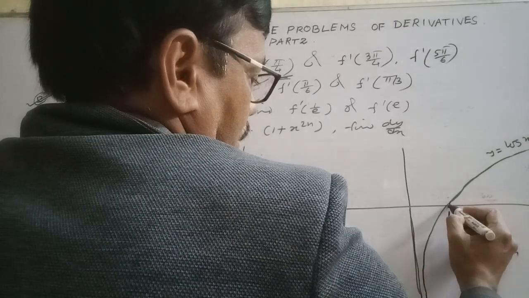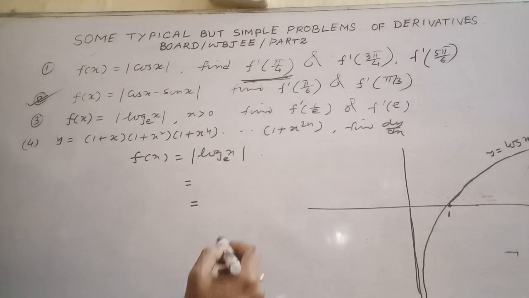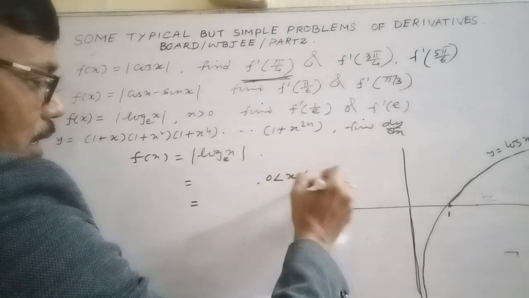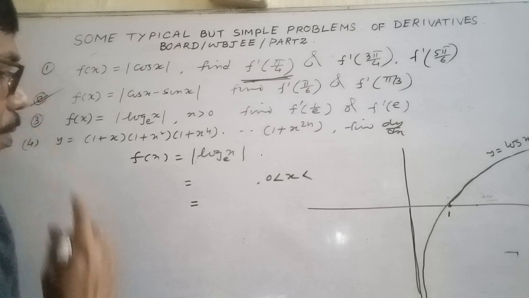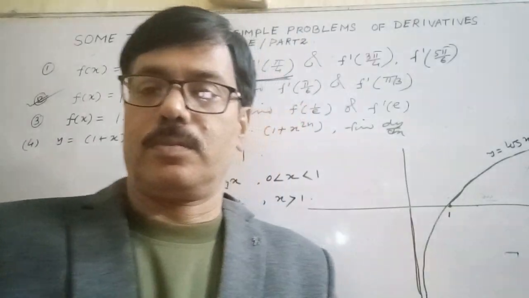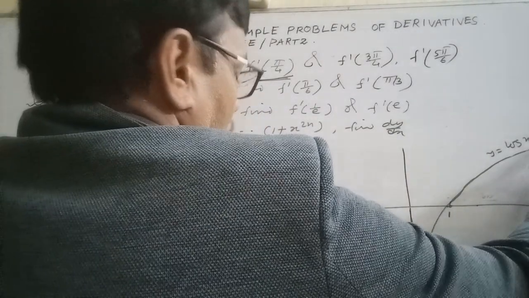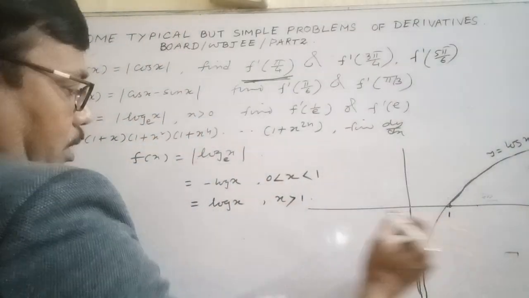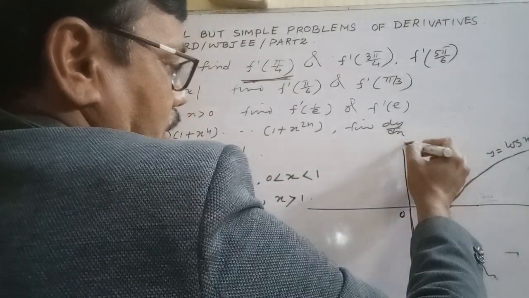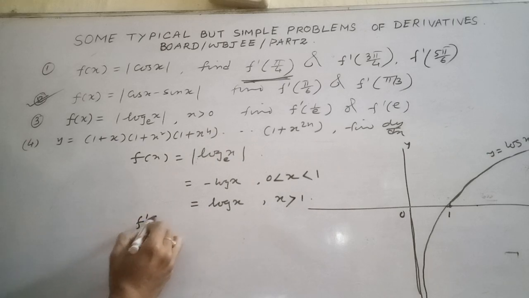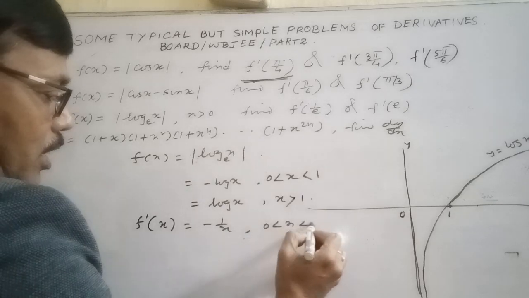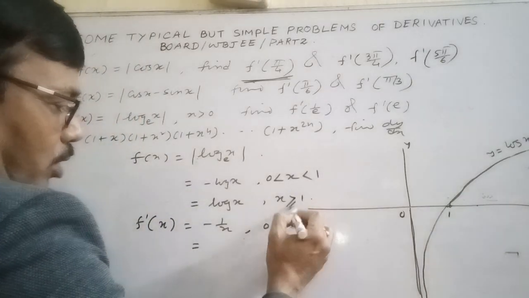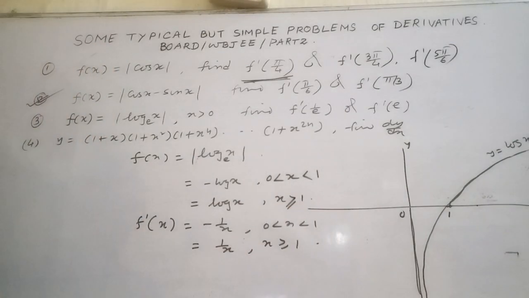So this is 1. If 0 less than x less than 1, it is negative, below the x axis. For x greater than 1 it is positive. So mod log x equals log x for x greater than 1, and for 0 to 1 it is negative. So this is our restriction. So f dash x equals minus 1 by x for 0 less than x less than 1, and you can take 1 also, greater than or equal to 1: 1 by x for x greater than or equal to 1.